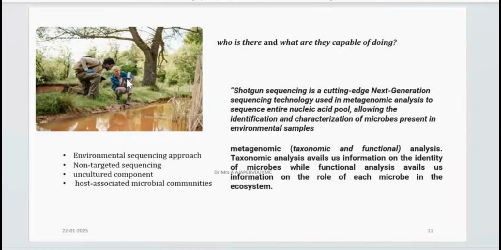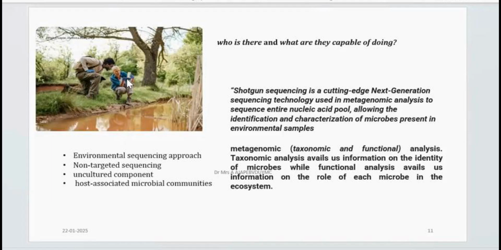Right, now when I say this, can you see what you see in this picture? A natural environment, and the sample is being collected. So you want to find out who are those bacteria and what are they capable of doing. Capable of doing is their functionalities, and what are they is their phylogenetic position. So that is what the metagenomics approach by shotgun sequencing is about. So taxonomy and functionality, both you are putting together. So environmental sequencing approach, that is one.